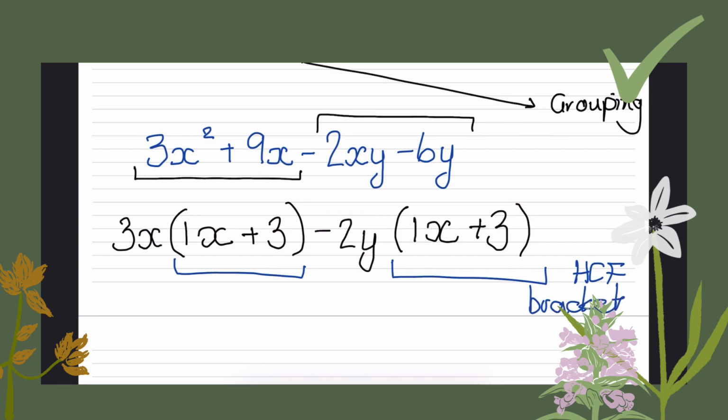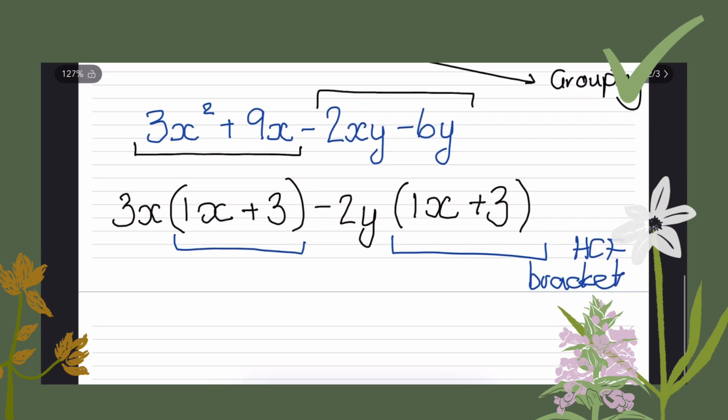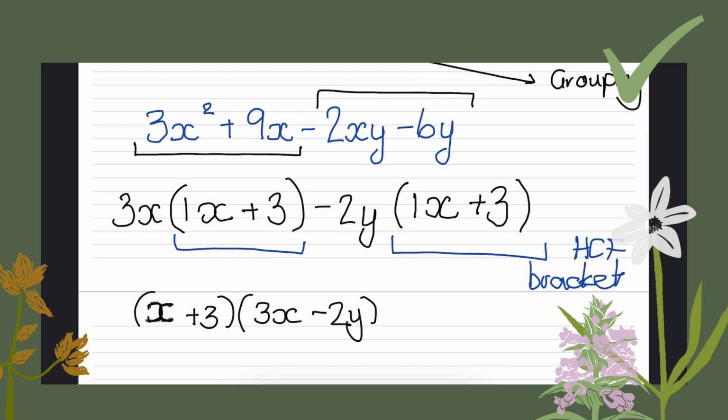So I'm going to take out the bracket like the highest common factor. So now it's going to look like x plus 3. And then in the first term, if I say x plus 3 divided by x plus 3, I'm only left with 3x. And in the second term, if I take out x plus 3 divided by x plus 3, I'm left with negative 2y. And that would be my final answer.